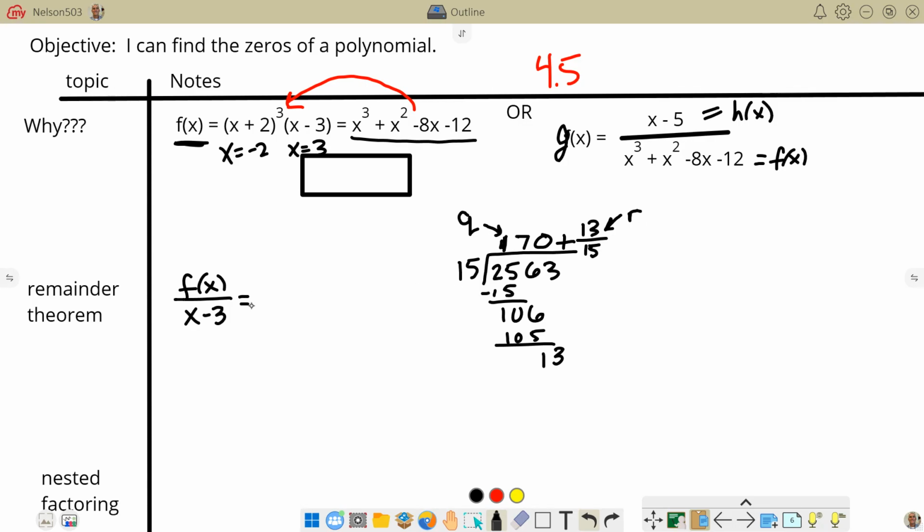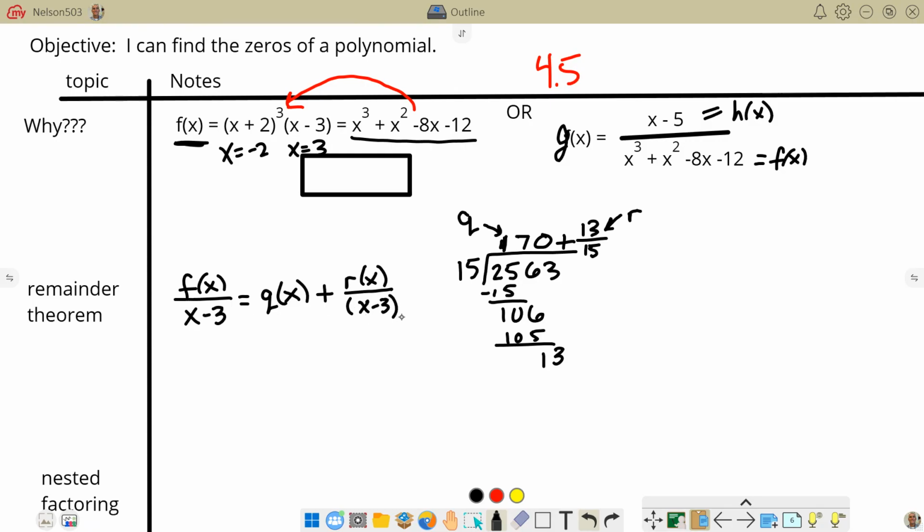So over here, like when we divide by x minus 3, we're going to have some quotient, okay? And it's going to be q of x because it's going to have an x in it. And then we're going to have some kind of remainder. So the remainder is like the number that's left over, right? And you put it over what you're dividing by. So I'm dividing by x minus 3, okay?